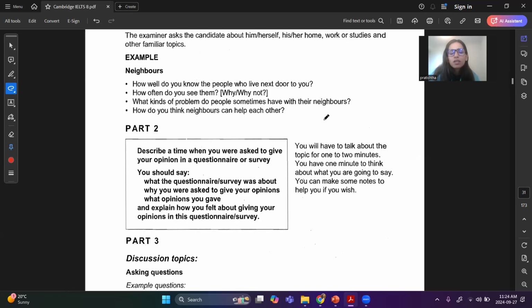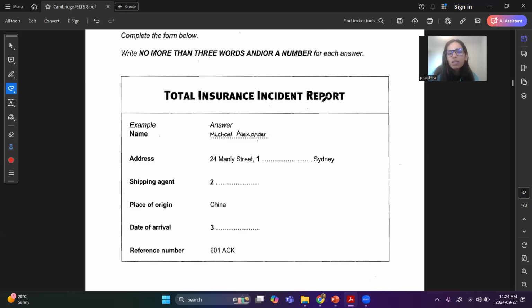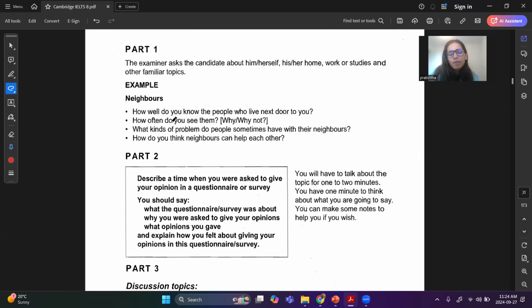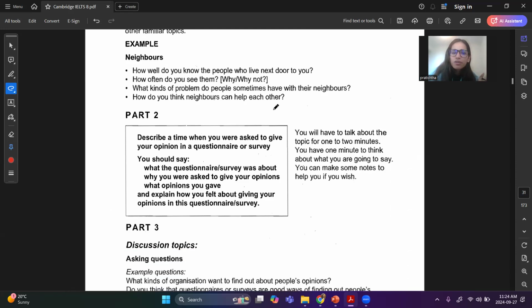Then you have speaking topics. I think we discussed speaking last time as well. It's pretty general, about next door neighbors, about some sort of books, maybe it can ask you about. Then when you are asked about a survey or a question, you have to describe the time. So part 2 is more descriptive. Part 1 is more of general questioning. Part 3 is, I would say, asking questions again. So it's divided into 3 different parts, right?